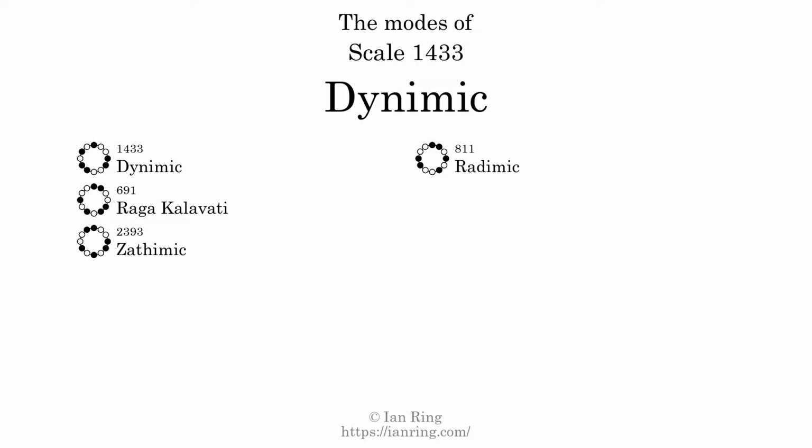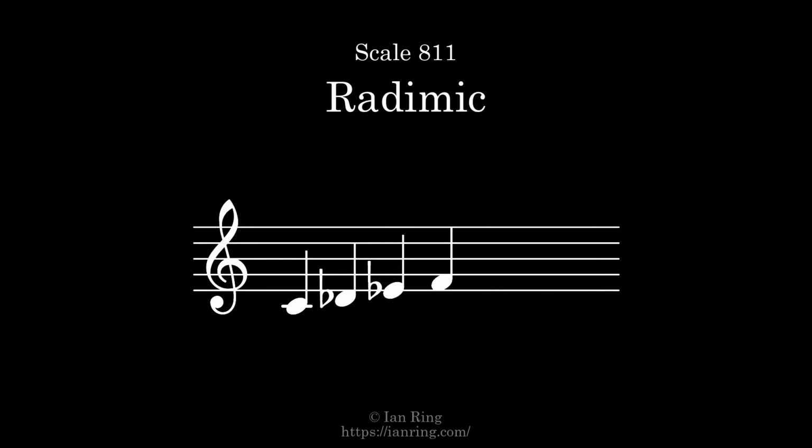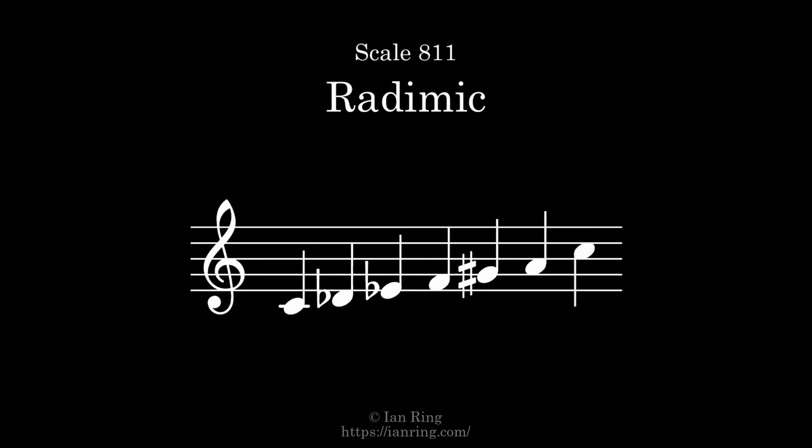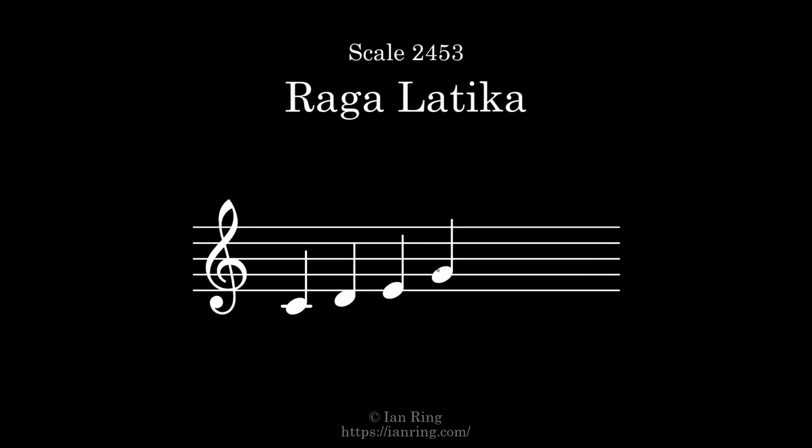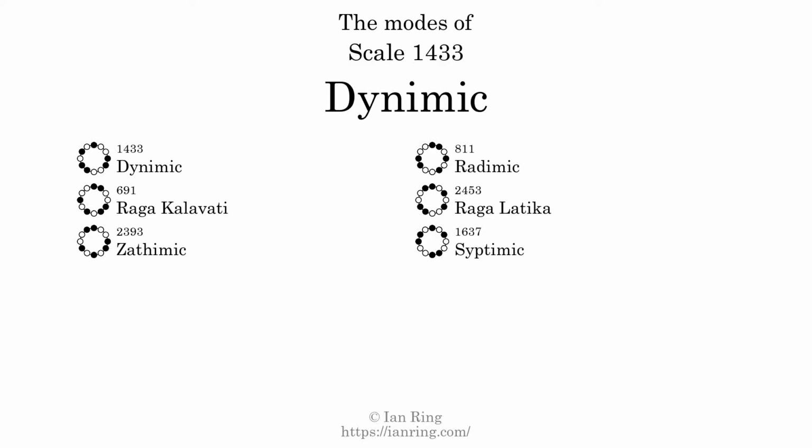The fourth mode is scale 811, also known as Dynimic. It sounds like this. The fifth mode is scale 2453, also known as raga latica. It sounds like this. The sixth and last mode is scale 1637. Also known as septimic. It sounds like this.